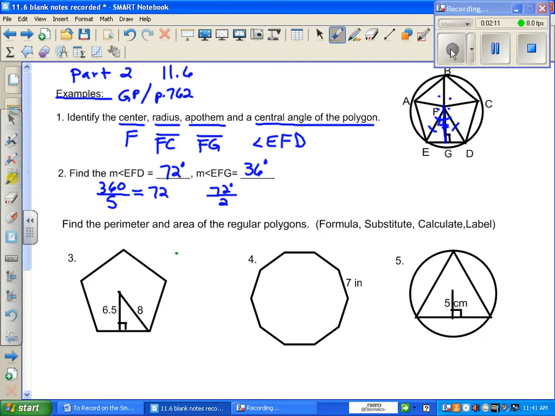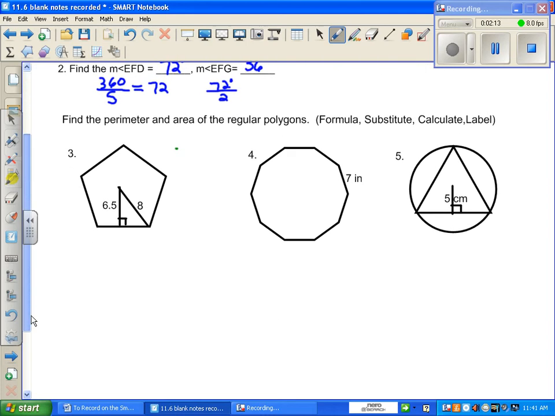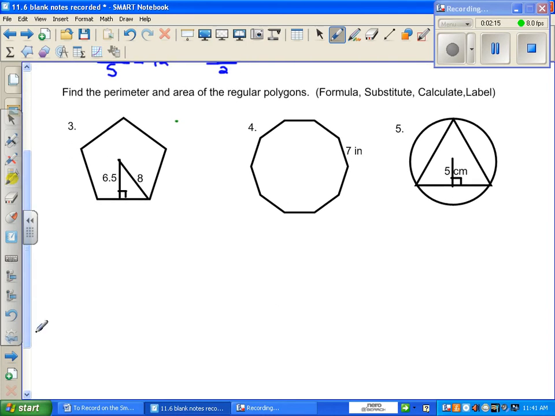Alright, then we go down to some more application problems. Find the perimeter and the area of the regular polygons. Make sure you do these steps. These are the 4 steps that you need to follow: formula, substitute, calculate, and label. Be sure you show your work.